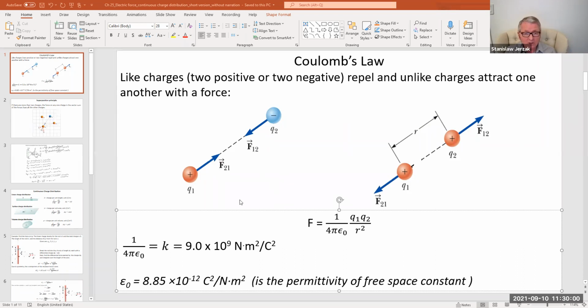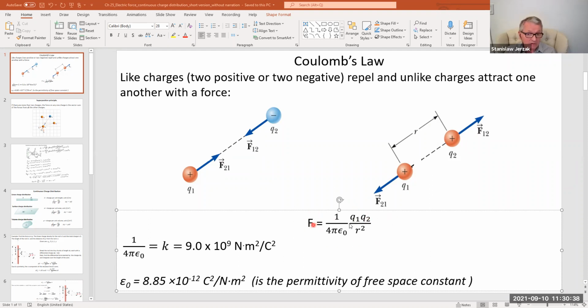So as you know, two charges either attract or repel one another. Like in this situation, we have positive Q1 and negative Q2. So these two unlike charges, positive and negative, attract one another. And these two forces, blue vectors, are of equal magnitude. And as you see, the direction of these forces is along the line connecting these two charges. The magnitude of the force is given by this expression, which we call Coulomb's law.